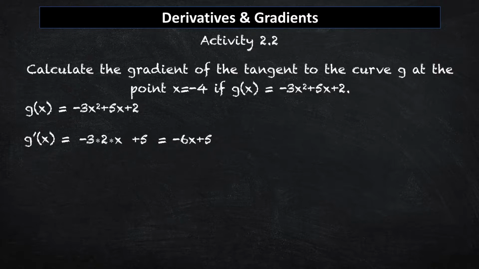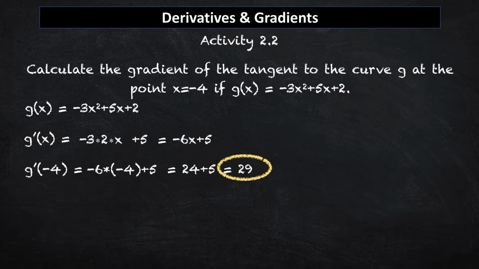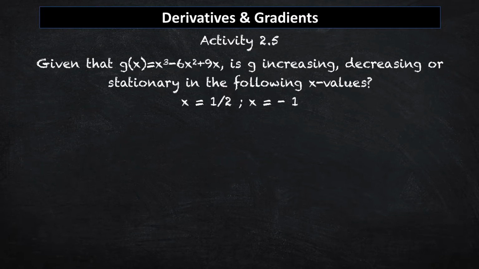But now this is the general derivative of the curve. Now we want to compute the derivative in the point x equals to minus 4. So we substitute to all the x's that we find in the derivative the number minus 4. So this becomes minus 6 that multiplies minus 4 plus 5. This is equal to 24 plus 5, which is equal to 29. And this is the answer. This is the gradient of the tangent to the curve g in the point x equal to minus 4.